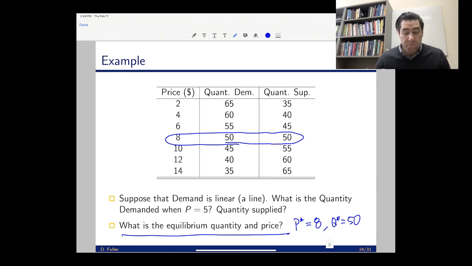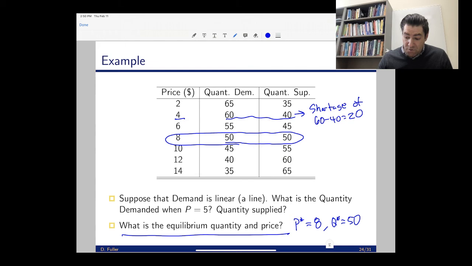So, notice if the price was $4, the price is below the equilibrium price, we're going to have a shortage. A shortage of 20 because the quantity demanded, 60, is larger than the quantity supplied, 40. More people want to buy it at the lower price than are willing to sell it. We have a shortage of 20.